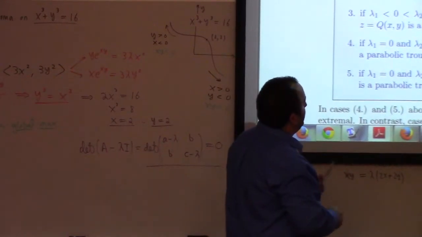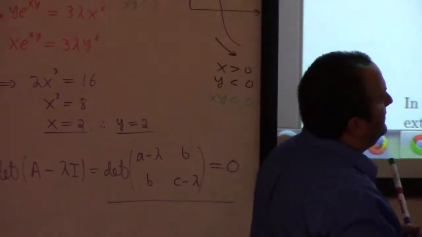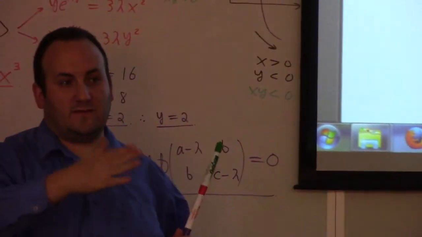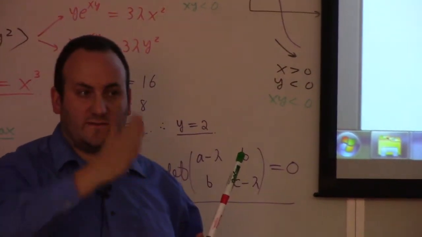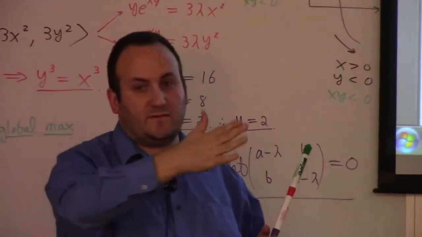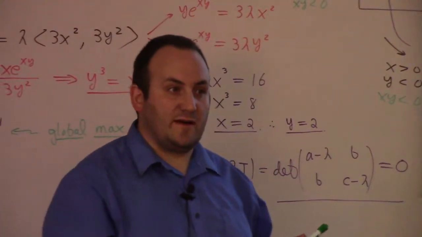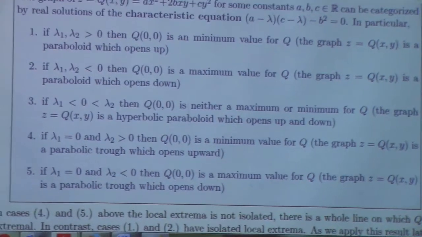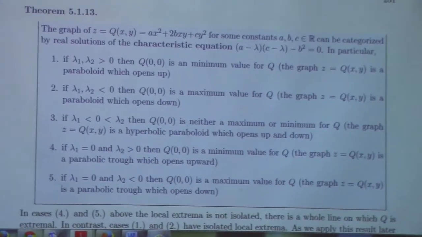You can get both eigenvalues positive. That means that there's some system of coordinates where it looks like a paraboloid. It looks like z equals x squared plus y squared. So it's at a minimum. The 0, 0 is at a minimum if both of the eigenvalues are positive. If both the eigenvalues are negative, it looks like a paraboloid that opens down. So it's like a maximum.